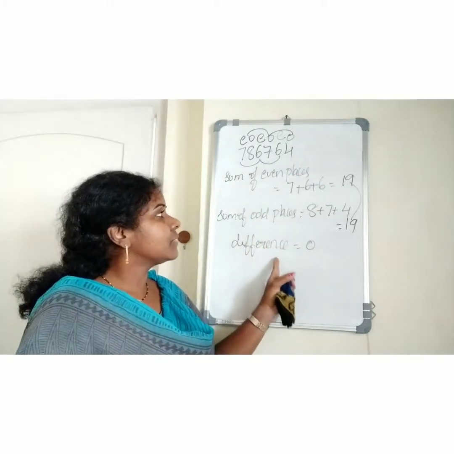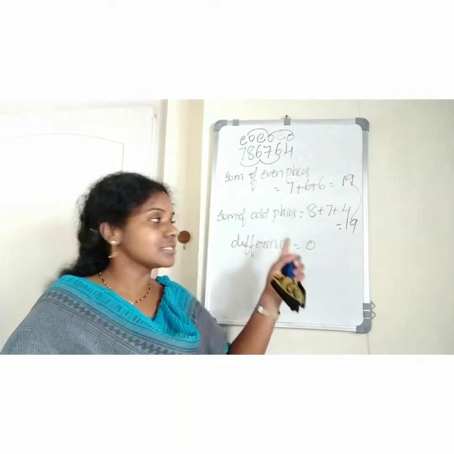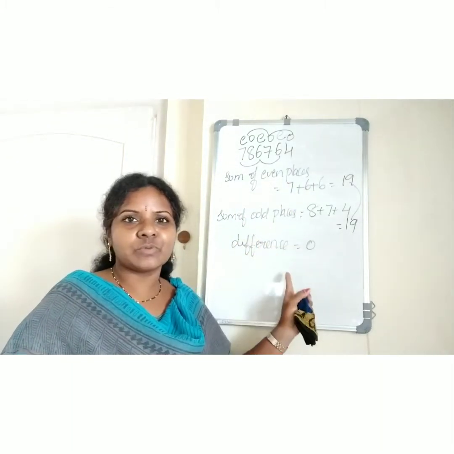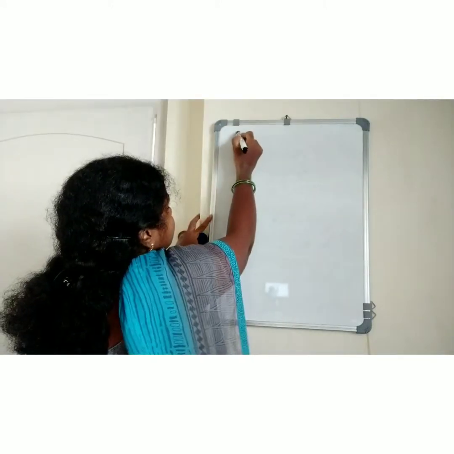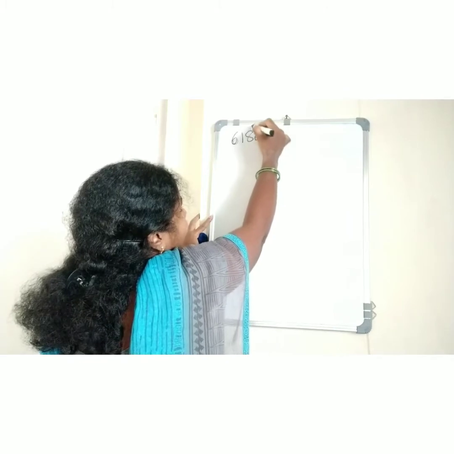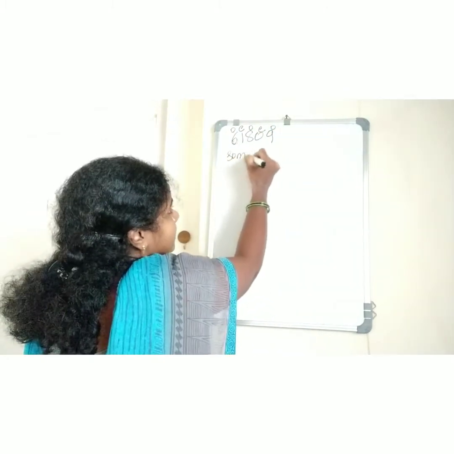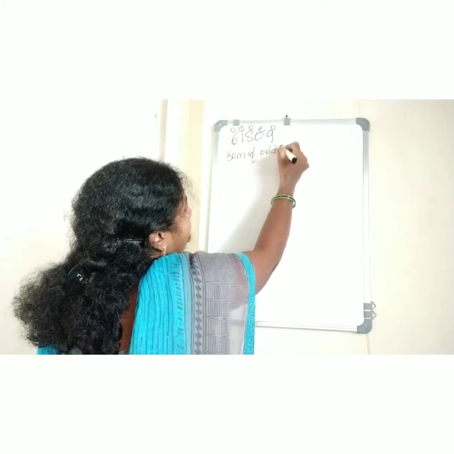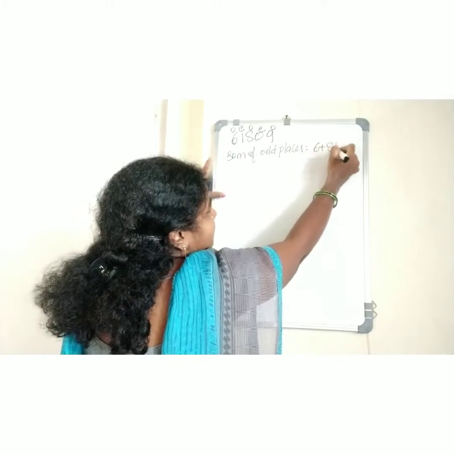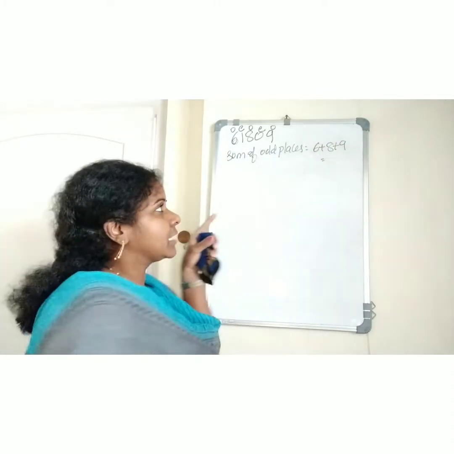The difference between the sum of odd places and the sum of even places is either 0 or divisible by 11, then the given number is divisible by 11. Now see this sum. Odd, even, odd. Sum of odd places is equal to 6 plus 8 plus 9. 6 plus 8 is 14. 14 plus 9 is 23.